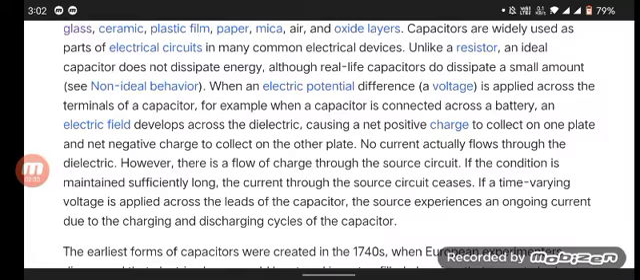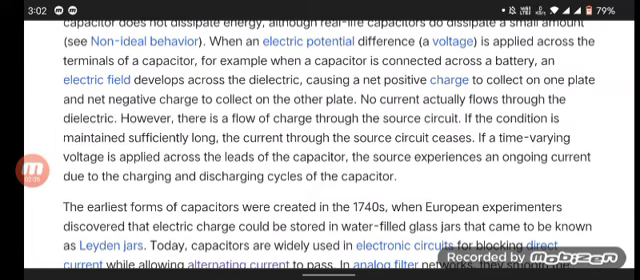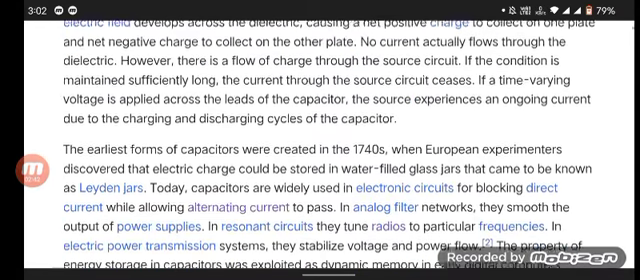If a time-varying voltage is applied across the leads of the capacitor, the source experiences an ongoing current due to the charging and discharging cycles of the capacitor.